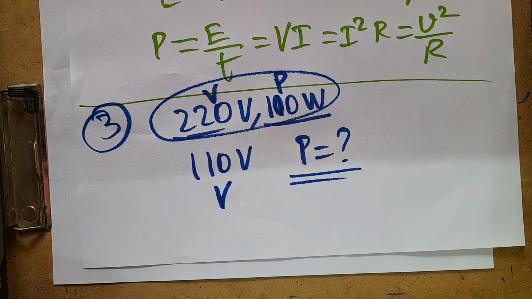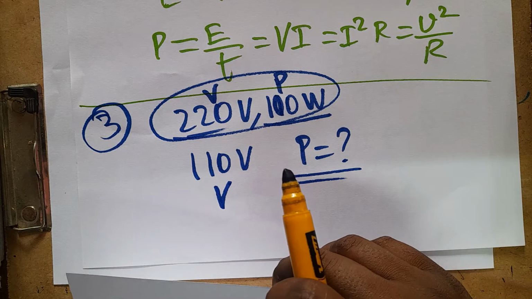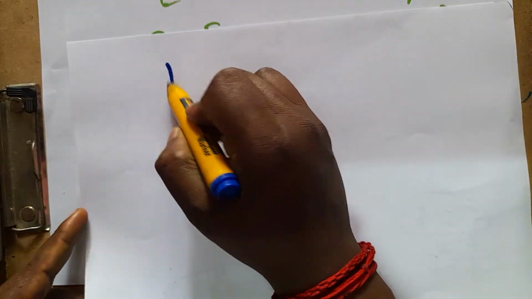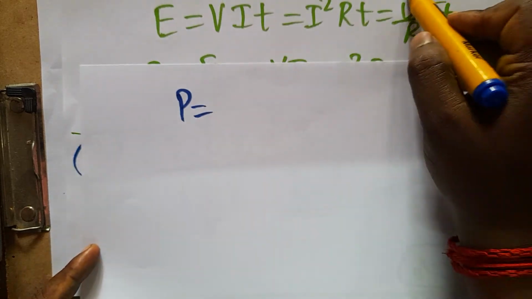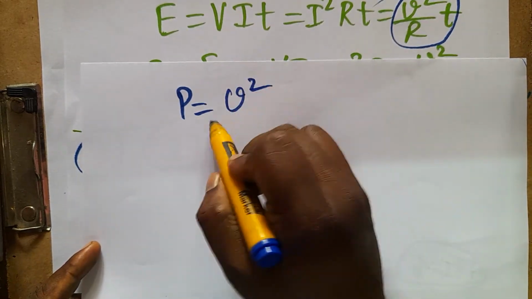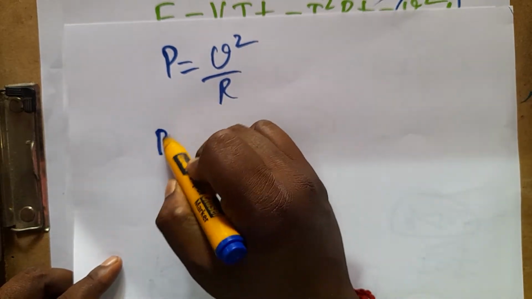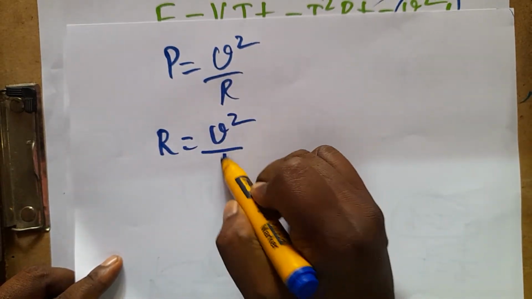In this problem, the first thing we have to find is the resistance. Why? The device resistance will remain the same. That is the reason we are finding the resistance. Power is equal to V square by R, one of the formulas. I have taken V square by R because I want R. So R is equal to V square by P.